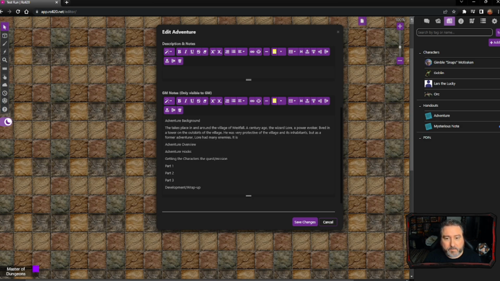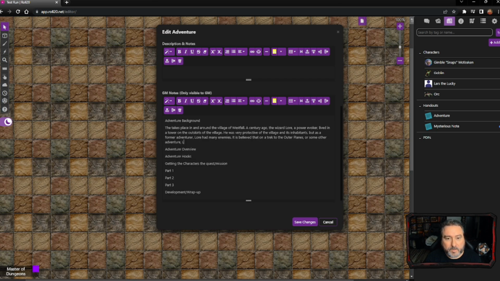It is believed that on a trek to the outer plains, we'll say, or some other adventure, Lore met an unknown fate and has not been seen since then. So that's kind of the background.